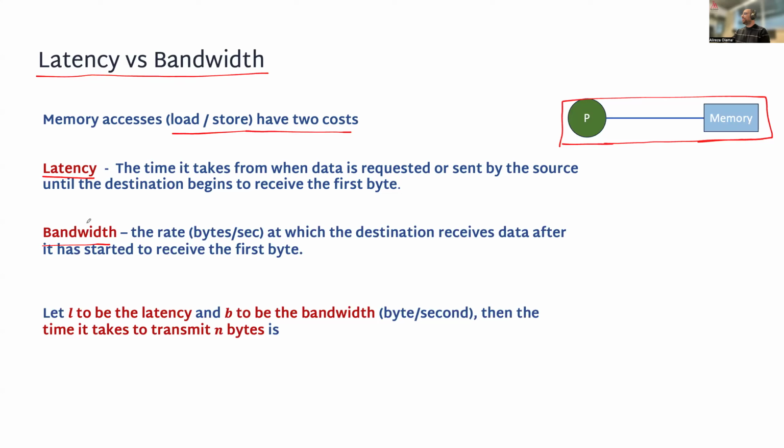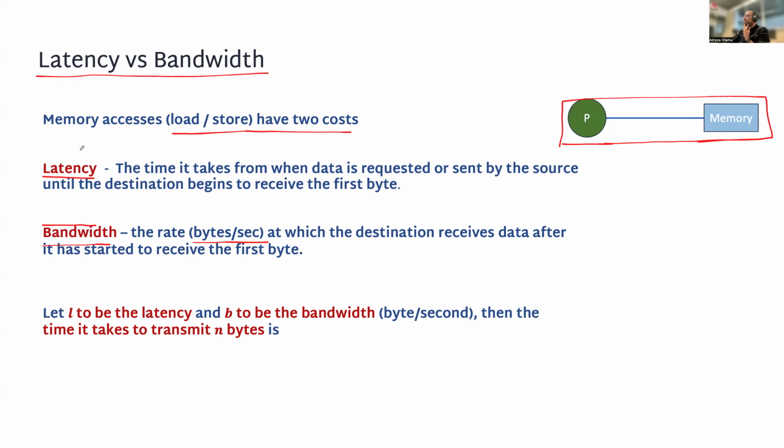The latency is the time that it takes to send the data to the memory or to receive the data from the memory. So data is starting from the source until it reaches the destination. And it can be defined in different contexts as well, not necessarily between the CPU and memory, but also like networking, communication, and things like that. And the bandwidth is the rate at which the destination receives this data, right? Usually it is bytes per second or gigabytes per second, things like that.